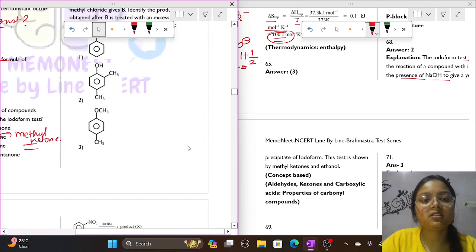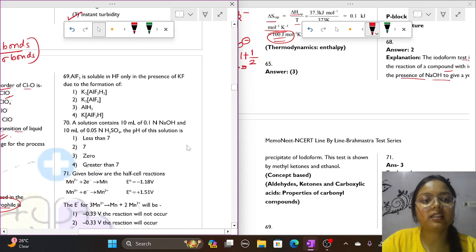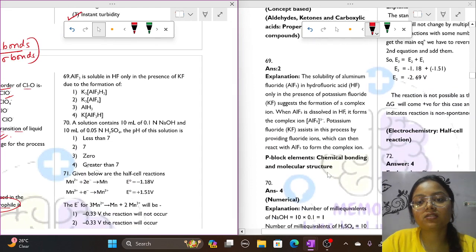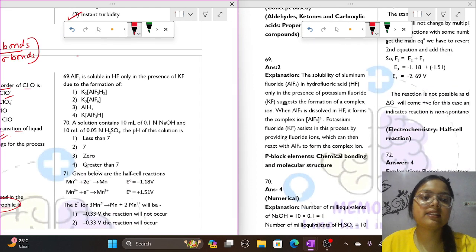Question number 69 says AlF3 is soluble in HF only in the presence of KF due to the formation of what? So we have to find out which among all these options is formed in the reaction.